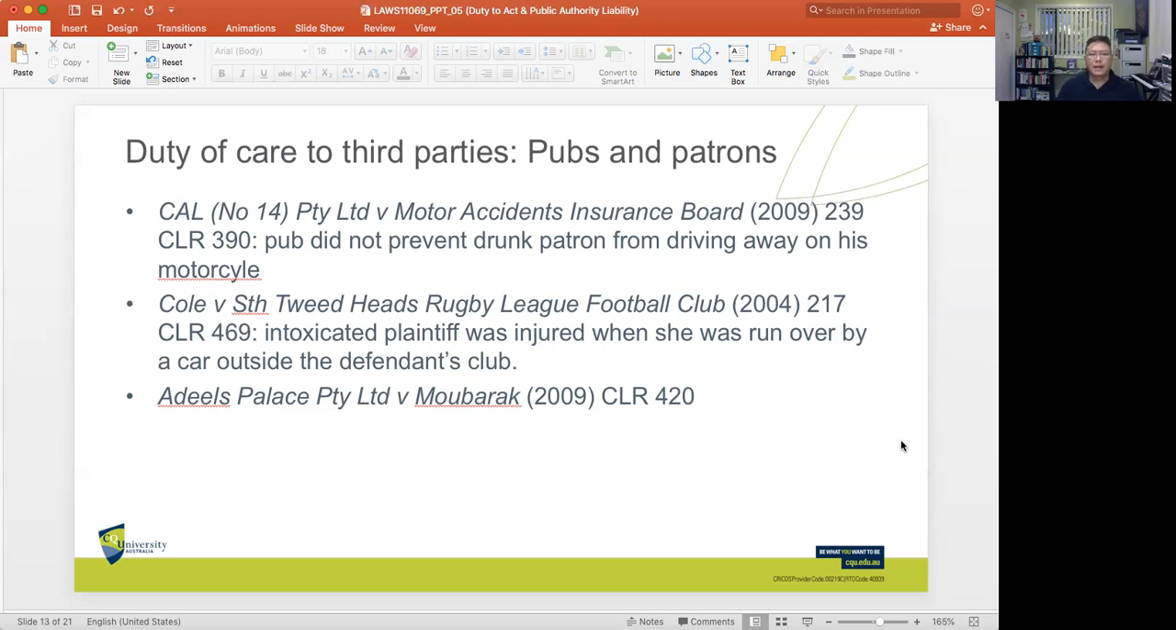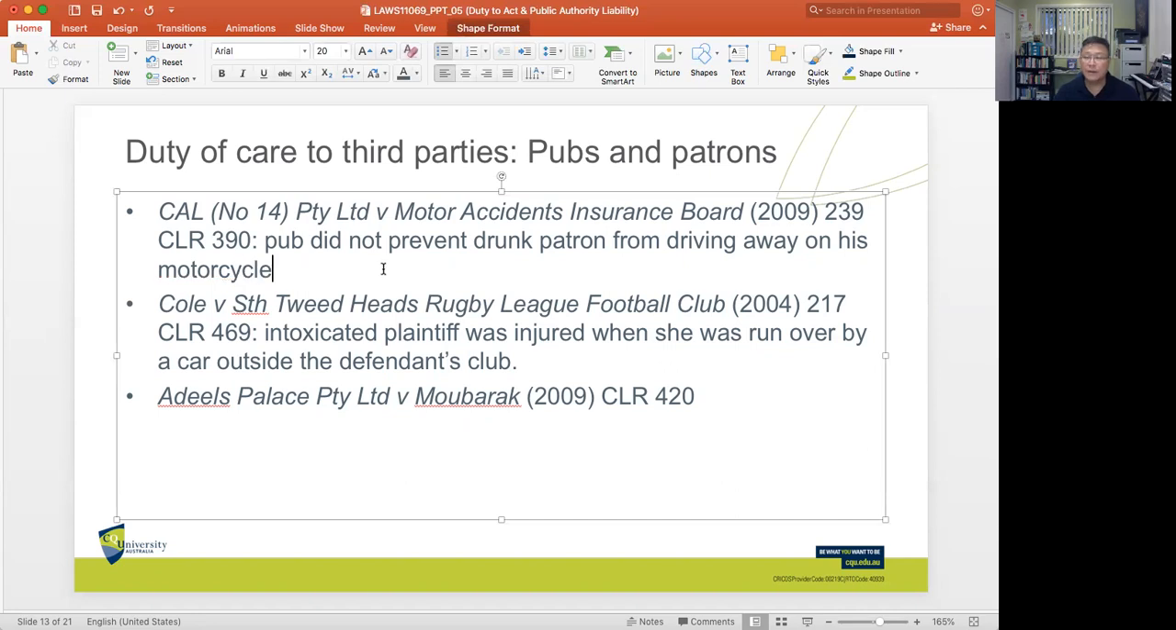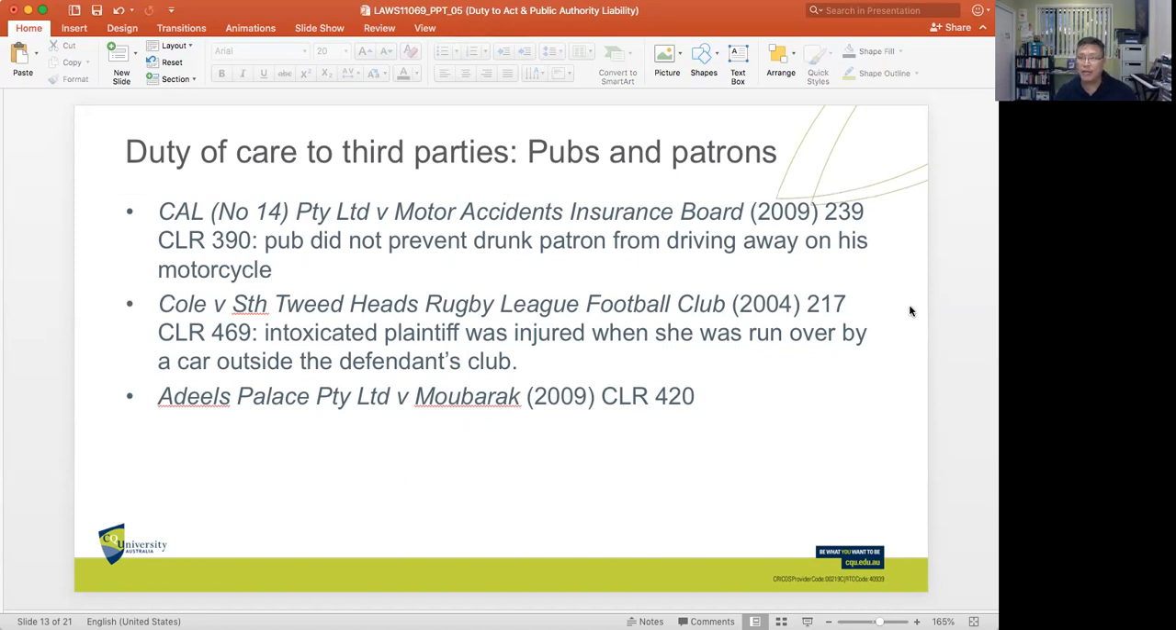So let's examine this. In the case of CAL No 14 Proprietor Limited versus Motor Accidents Insurance Board, in this situation, the pub saw one of its patrons drinking heavily, and the patron actually surrendered his keys to the pub because he said he didn't want to drive because he was drunk. He was just going to ask his wife to collect him from the pub. But at some point, the drunk patron decided to leave anyway, and he did on his motorcycle. He got his keys. The question for the pub was, should it have tried to stop the drunk patron from driving away on his motorcycle, given the huge likelihood that the drunk patron would get hurt? Should he have been stopped?